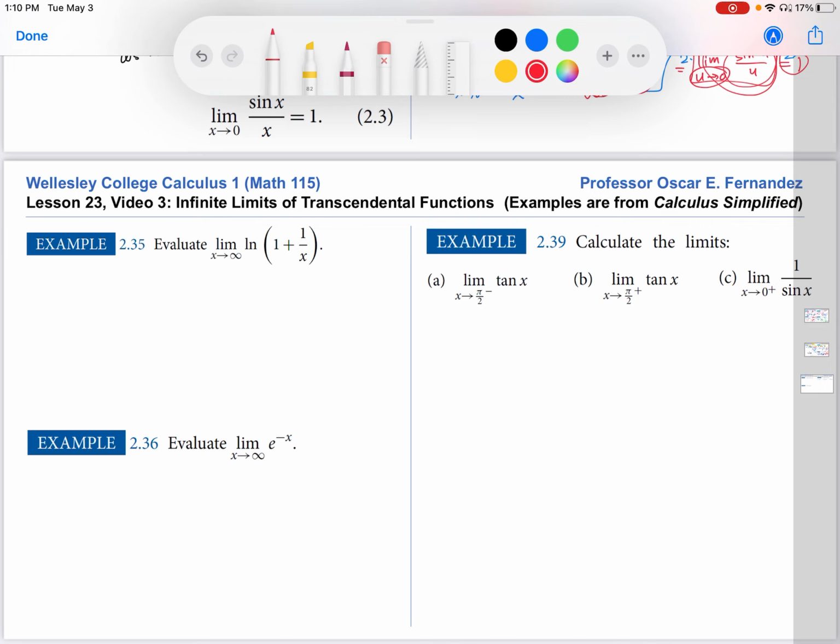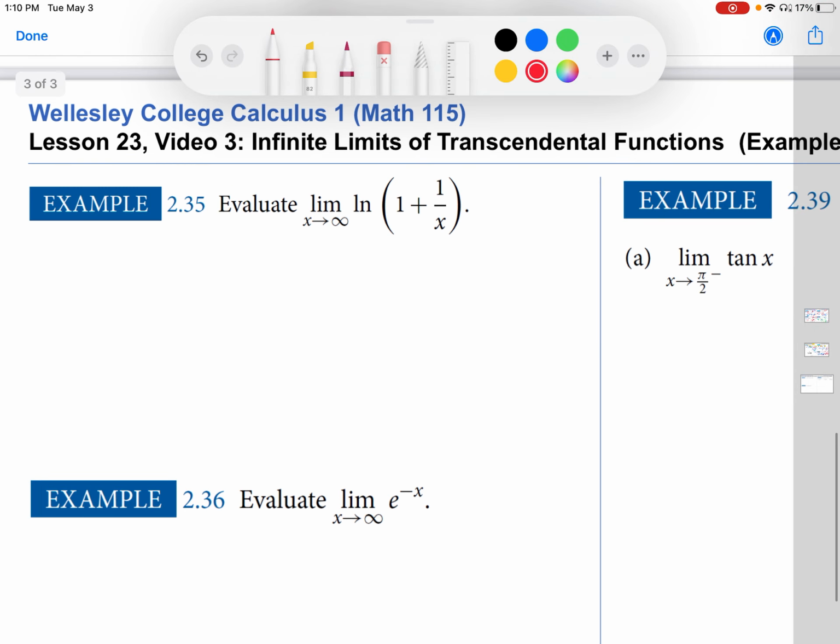So this one says, evaluate the limit as x goes to infinity of ln of 1 plus 1 over x. Same sort of thinking here with limits, right? We want to try to think about whether the function is a continuous function. If it is, then we can draw on some results that we have learned earlier in the course about limits and limit laws and theorems.